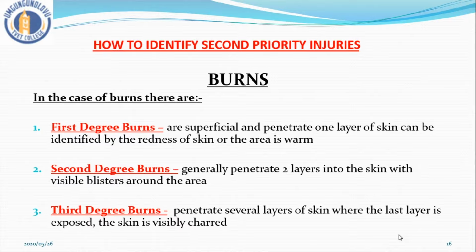Second degree burns generally penetrate two layers into the skin with visible blisters around the area. Third degree burns penetrate several layers of skin, where the last layer is exposed and the skin is visibly charred.